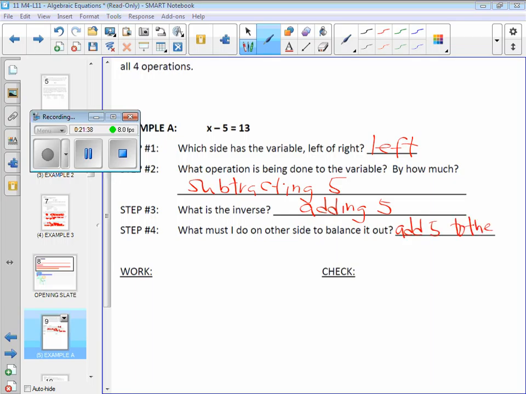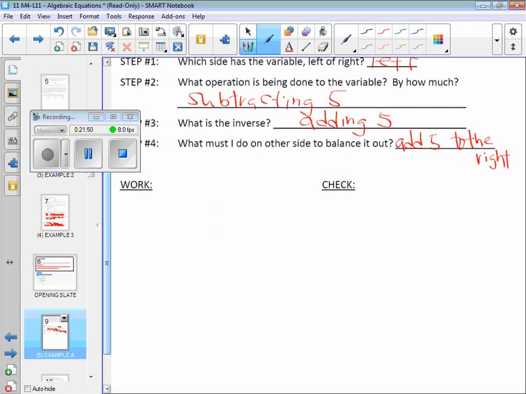I'm going to show you how to show it on your work page from here on out. You start off by writing the original equation. x minus 5 equals 13. I could model this all out, but I'm not going to. So if you understand the idea of do the opposite of whatever's being done to x, the opposite of subtract 5 is you show it by adding 5 underneath it.